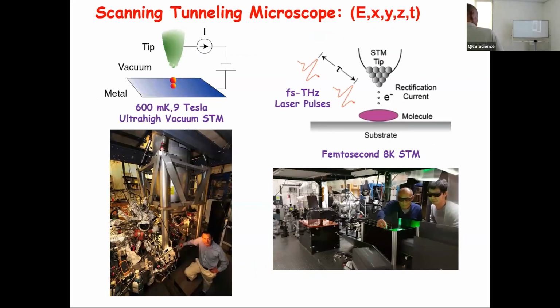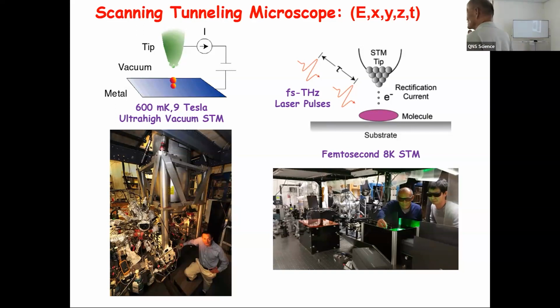One, at least in my lab, is the low temperature scanning tunneling microscope at around 600 millikelvin and 9 Tesla magnetic field. The main reason we go here is that you can study magnetic properties, and second, with lower temperature, you can increase the energy resolution, especially by inelastic electron tunneling spectroscopy. The second approach is to couple the SPM to light.